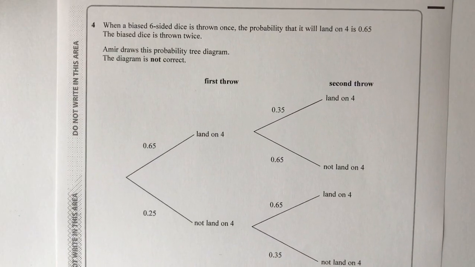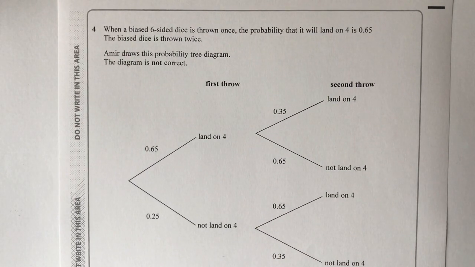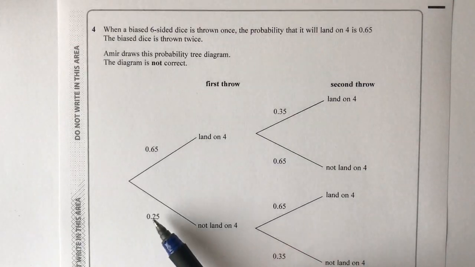Okay, let's move on then to question number 4, which is a question based on probabilities. Now, probabilities do actually come up quite a bit in Edexcel boards, so it's worthwhile, particularly probability trees. I do tend to see these a fair amount. Okay, so from the text it says when a biased 6-sided dice is thrown once, the probability that it will land on a 4 is 0.65. So that means then that the probability it won't land on a 4 is actually going to be wrong here.